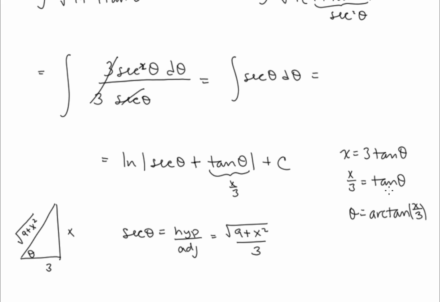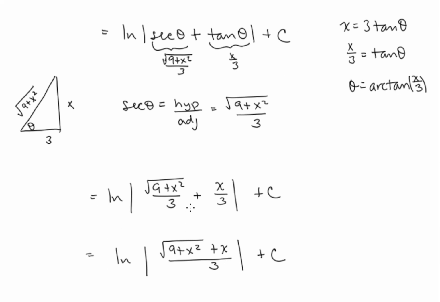And we need the triangle to get a representation for secant theta. So tan theta is x over 3, that's opposite over adjacent, so the hypotenuse is then radical 9 plus x squared. And then secant theta, which is hypotenuse over adjacent, is going to be radical 9 plus x squared over 3. And so that'll go in here.